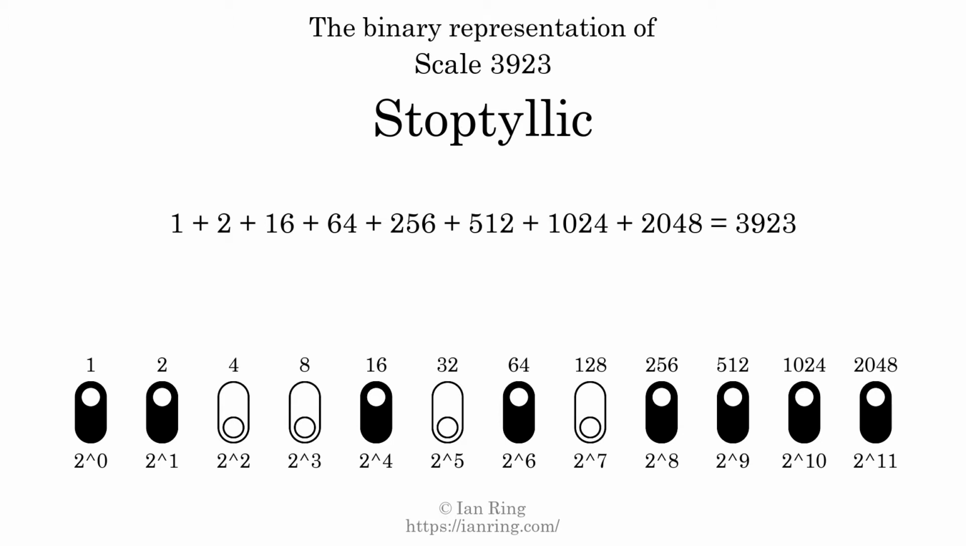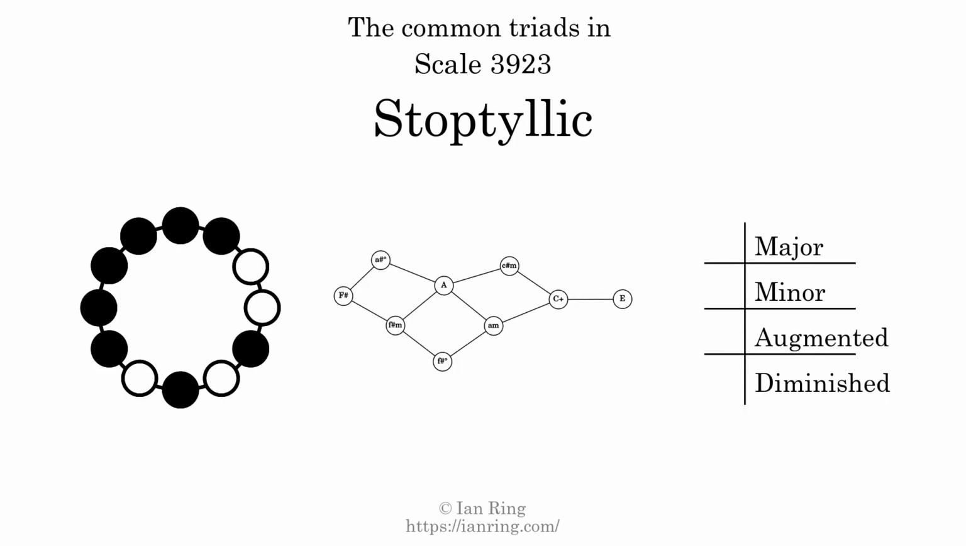That is why the scale number, in decimal, is 3923. The scale number not only enumerates the scale with a unique index, but it also literally describes the tonal content of the scale. Represented as a binary number in base 2, the scale number is 111101010011. Here are the common triads present in this scale.